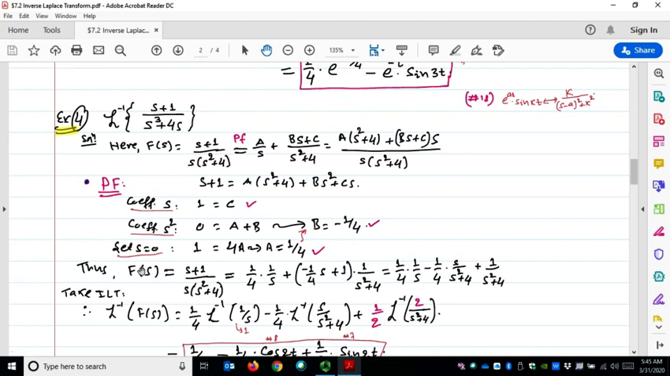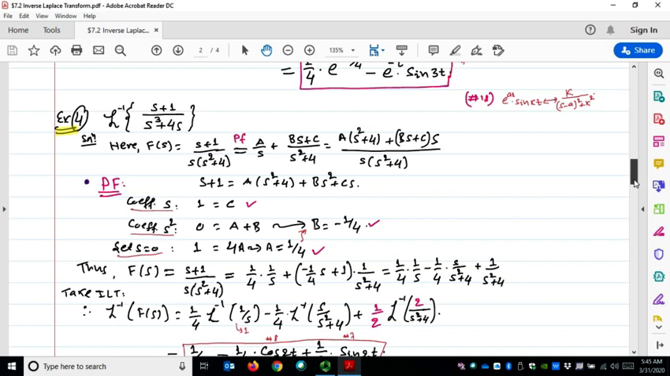Thus, our F of s equals s plus 1 over s times s squared plus 4 equals, let's put the a, b, c values back here. So 1/4, 1 over s, and then we put the b value, then the c value, and we simplify. So now we are in here. So then next, let's take an inverse Laplace transform.